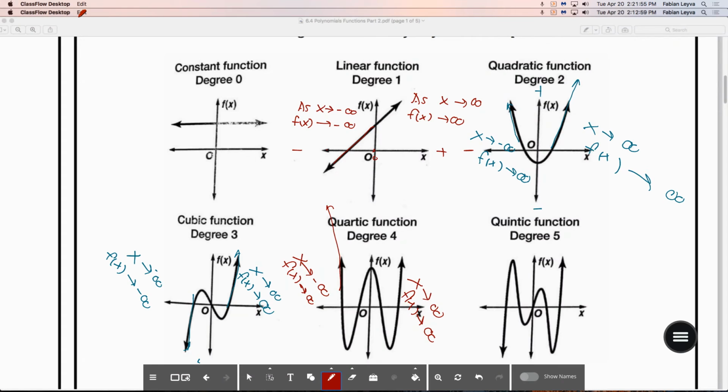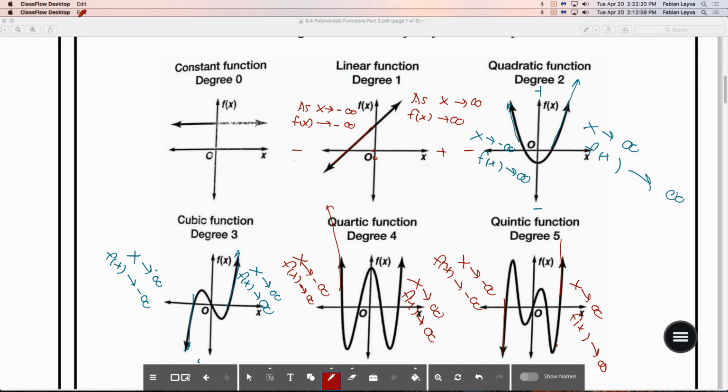Okay? Last but not least, let's do the 5th degree. X is going to negative infinity, x is going to positive infinity, aka left or right. When you go to the left, the negative infinity is going down, so that means your f of x goes to negative infinity. Now, as your x's go to positive infinity, the right side, it's going up, so that means it's going to go to positive infinity.